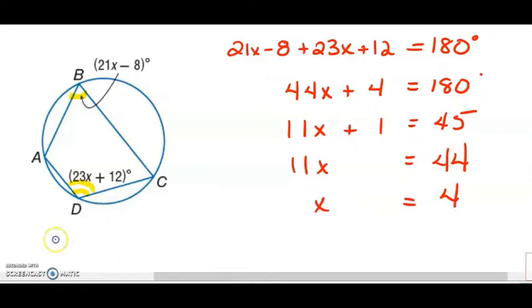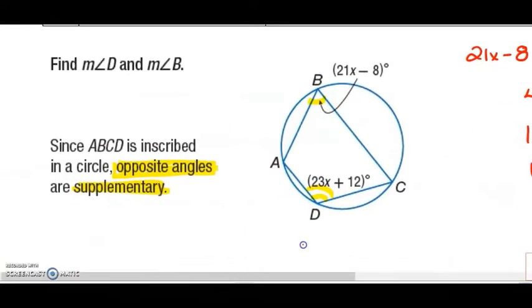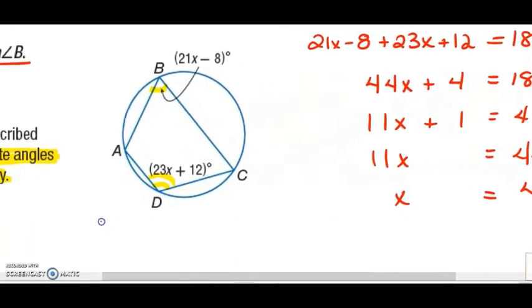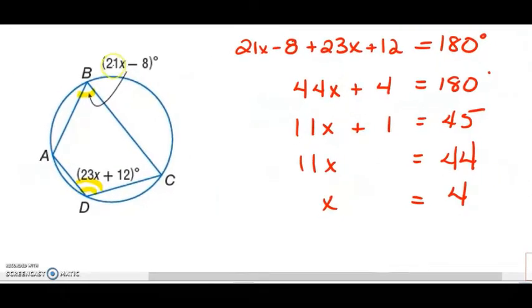Now I have to go back to the problem itself to figure out what they wanted me to solve for. Find the measure of D and B. So 21 times 4 is 84 minus 8 is 76. And then 180 minus that is 104.